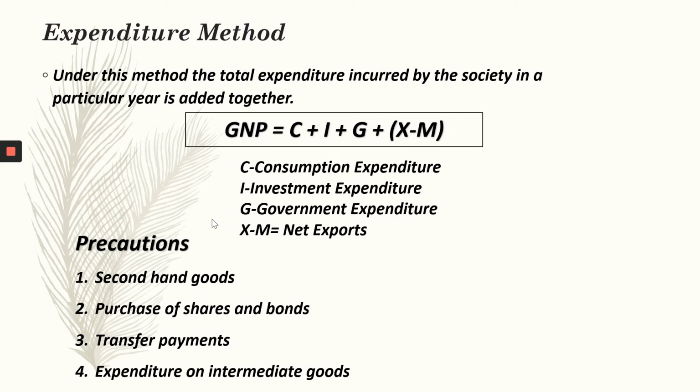So what are the precautions to be taken? Again, here we have the precautions. Number one, second-hand goods. What do you mean by that? The expenditure made on second-hand goods should not be included.